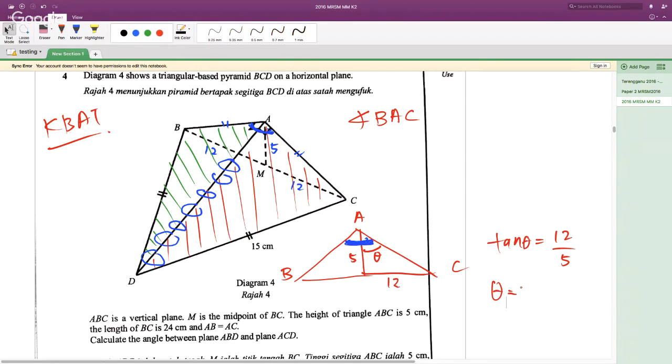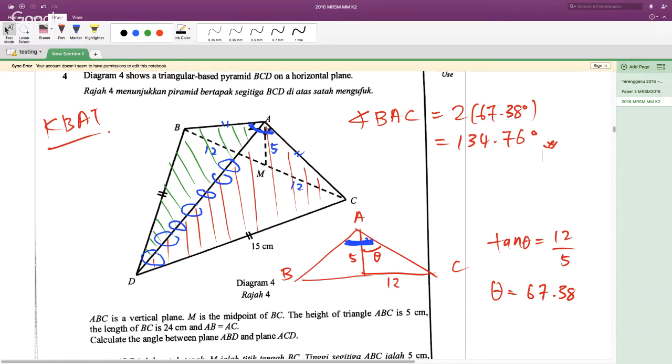Then I can get my angle easily, which is shift tangent 12 over 5, which is 67.38. So the whole angle is double of 67.38. I multiply by 2 using the calculator, and you will get 134.76. All right, this is how I find this one.